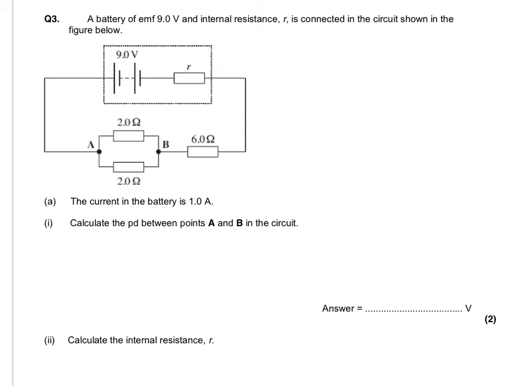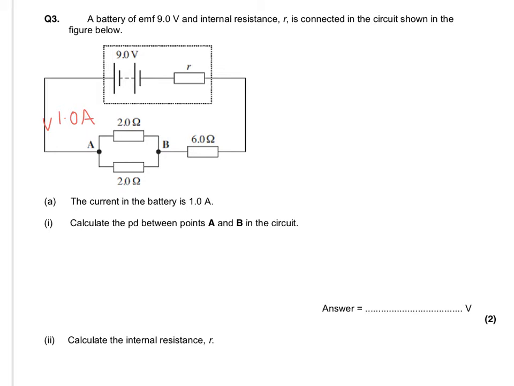Okay, so we're now looking at question 3 of the end of unit assessment. What we've got here is a cell with some internal resistance R with an EMF of 9.0 volts. And we've got it connected across these two resistors in parallel, and then those are in series with this 6 ohm resistor. So we've got the current going through the battery, and we know that it is 1.0 amps going around here. And he wants us to calculate the potential difference between points A and B.